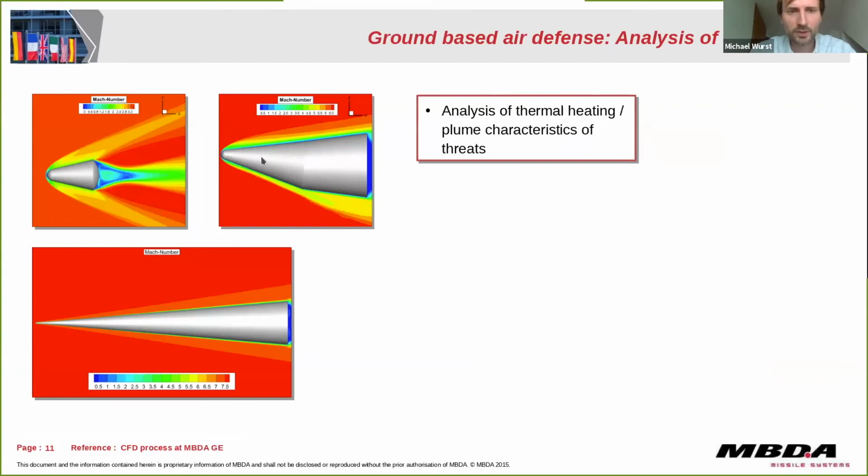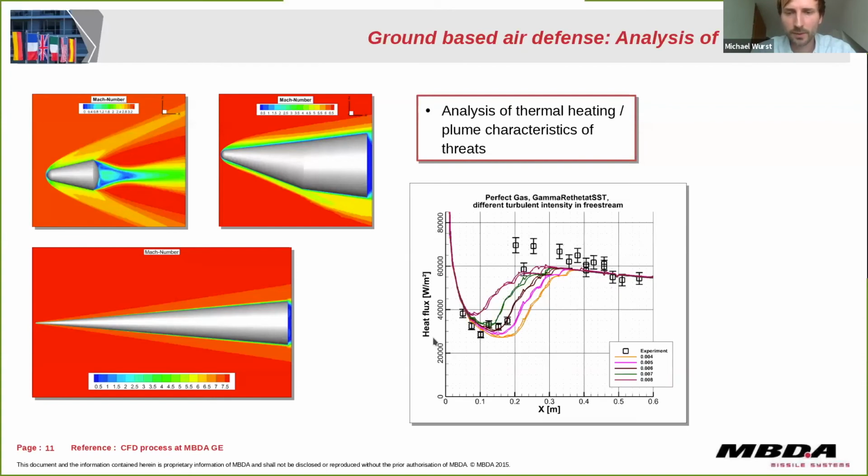We have here some results from cones where experiments are present. For example, we evaluate the heat flux in the simulations and compare it with the experiments. And here you see the influence of the turbulent intensity in the free stream on the heat flux in this transition model.